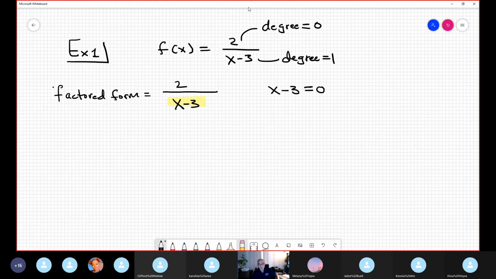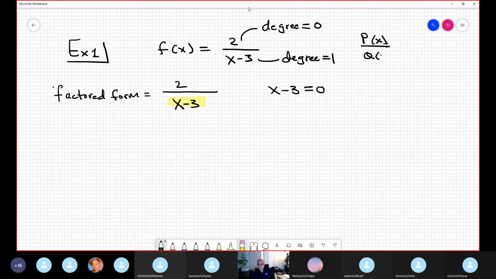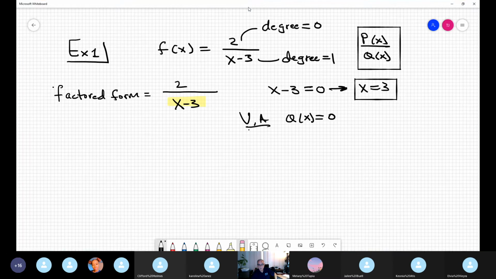Some students say, Professor, what is the formula? Well, the formula is, remember, P divided by Q. It's a rational function. So you want to find the vertical asymptote, you take Q always. Capital Q of x equal to 0. In our specific example, Q is x minus 3. And you solve this elementary equation, x equal 3. And at x equal 3, we have one vertical asymptote.